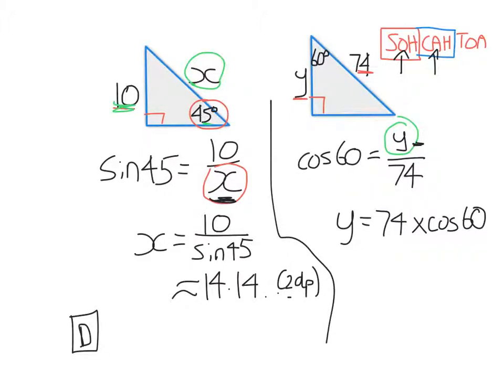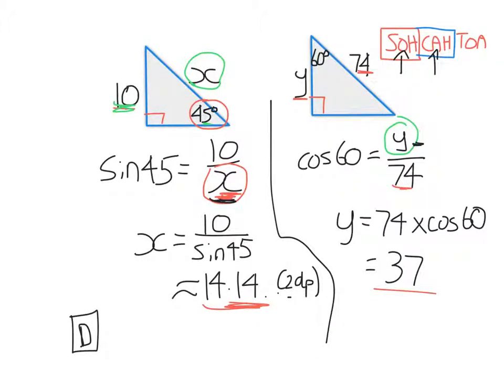Now in the second triangle, I could put 74 cos 60 on my calculator and I'll get exactly 37. So sometimes you get a whole number. Most of the time you don't get a whole number. Usually you get an irrational number. So that's how we find unknown sides using trigonometry. It's pretty simple. Choose which ratio to use, set up the equation. If the thing you want to find is on the bottom, divide, and if it's on the top, you times.